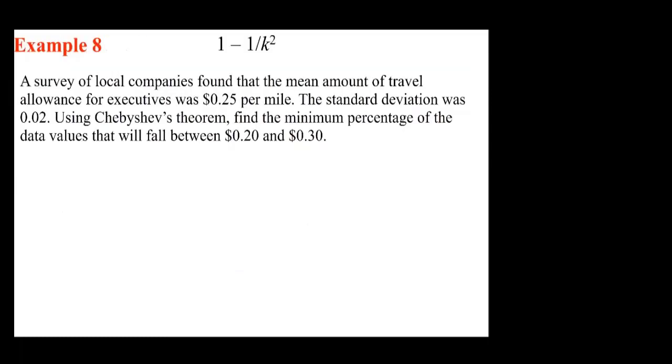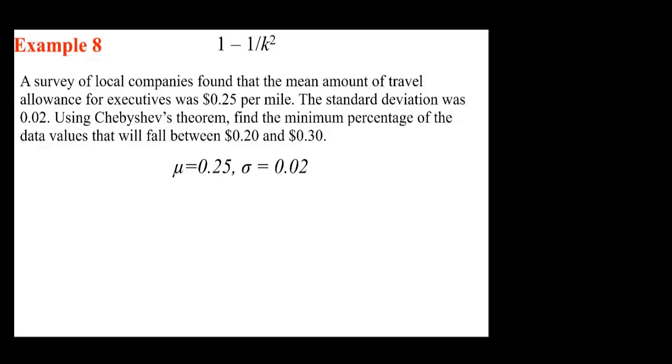A survey of local companies found that the mean amount of travel allowance for executives was 25 cents per mile. The standard deviation was 0.02. Using Chebyshev's Theorem, find the minimum percentage of the data values that will fall between 20 cents and 30. We know it's 1 minus 1 over k squared. So the standard deviation is given, 0.02, and the mean is given. So we need to know how far we are from the mean. And again, it is asking for Chebyshev's theorem.